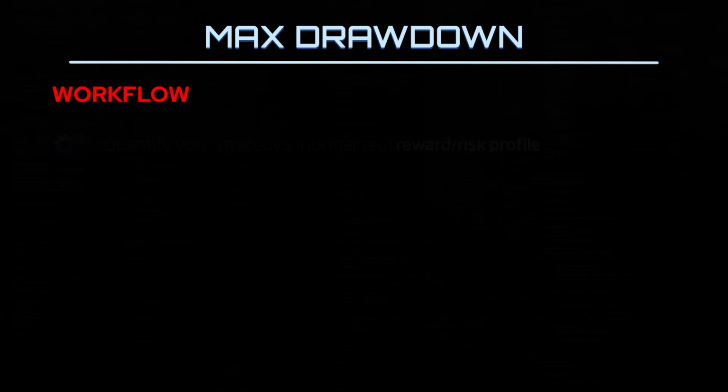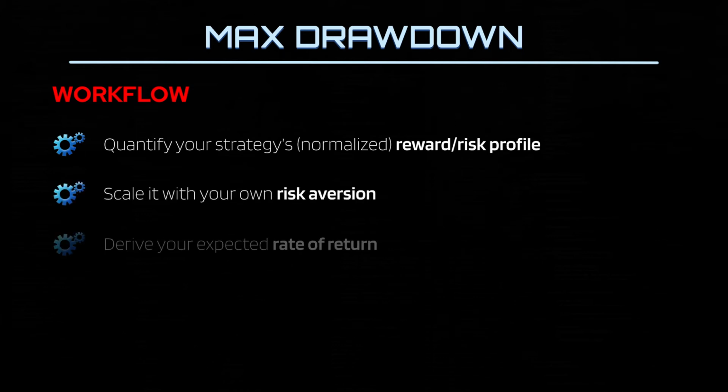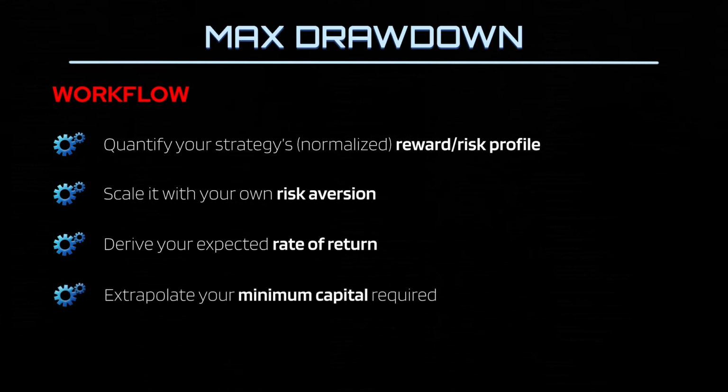You should first calculate your strategy's reward to risk profile with zero leverage applied, normalize it if you have to, and then bind it with your risk aversion. From there, you will be able to derive an expected target return, which will allow you to stop thinking in terms of percentages and move on to dollars only. That step will derive the minimum capital required to achieve your profit goal and will in turn induce your final position size.